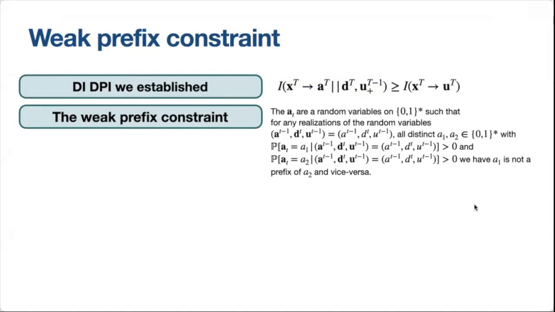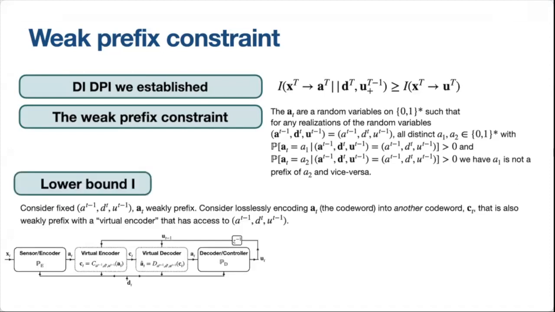So now let's try to show the bound for the weak prefix constraint. The weak prefix constraint says that the random variable a sub t is such that for any realizations of previous code words and controls in the dither sequence up to the present time, the discrete finite length binary string in the conditional support of a sub t given this side information is prefix free. This is a bit of a mouthful.